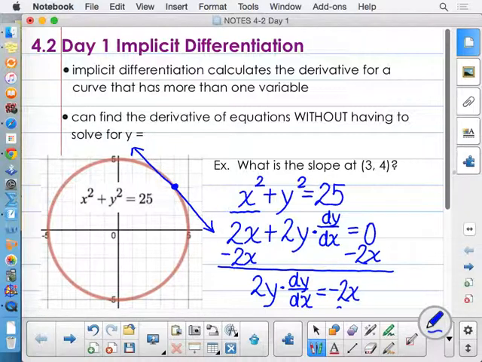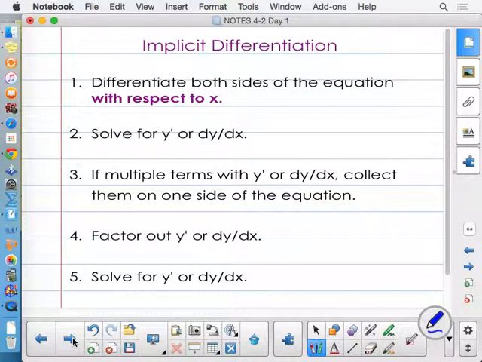Okay, finish up that example before you go on; if you need to, pause the video. Steps for implicit differentiation: I would pause the video here and record all of these steps so that you have them, and then we're going to go on with some examples.